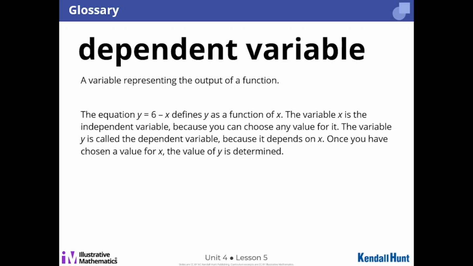Our first glossary term is dependent variable. This is a variable representing the output of a function. We call it the dependent variable because the number that you're going to calculate for the dependent variable depends on what value is put in for the input. Therefore, it's the dependent variable.